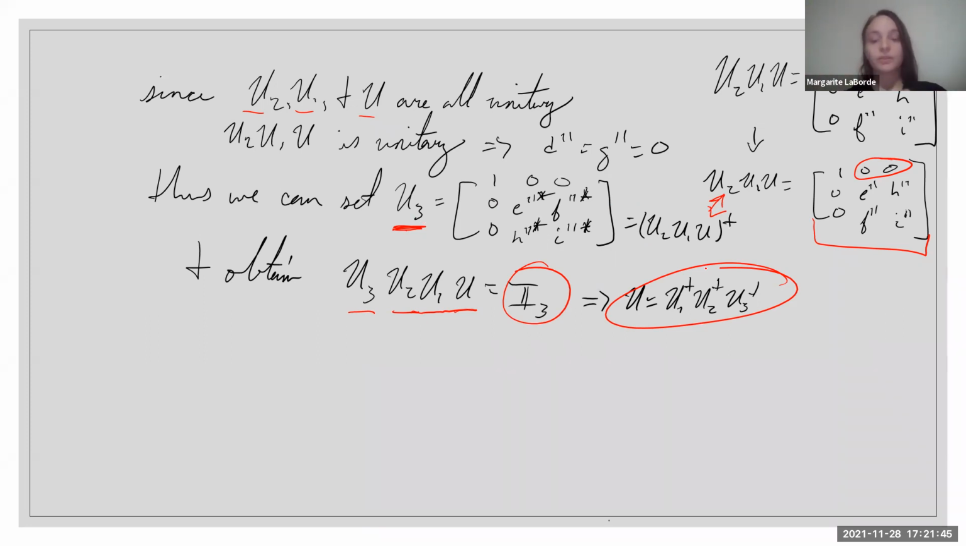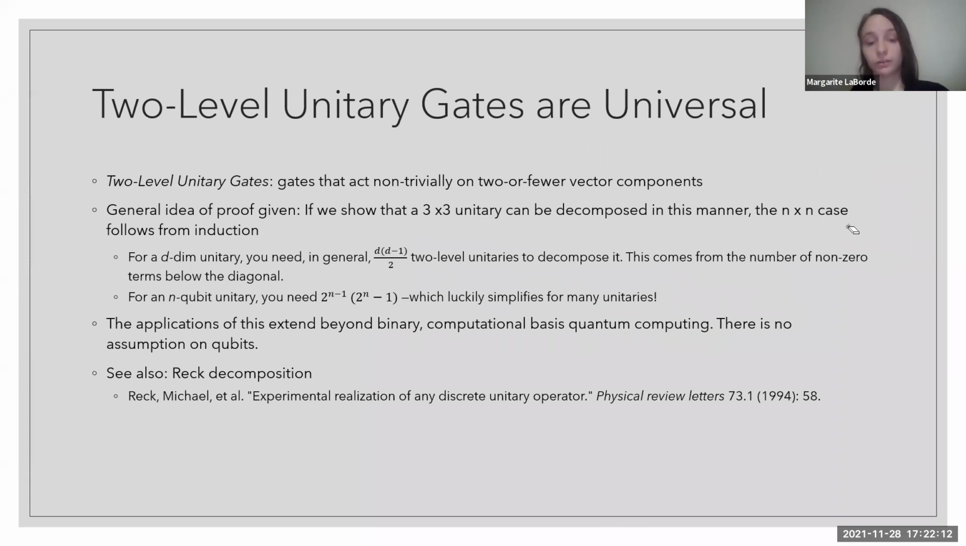Okay, so this process generalizes super easily because it just goes back to turn all of these numbers in this triangle into 0. So once you turn them into 0 and you have a diagonal matrix, it's super easy, because you end up at the identity. So this generalizes to d-dimensional unitaries.